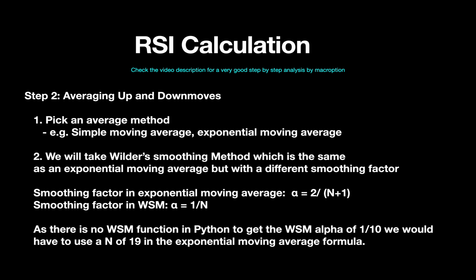The problem now is that there is no WSM function in Python, so to get the WSM alpha of 1 divided by 10, because as said the RSI period is 10 days, we would have to use an n of 19 in the exponential moving average formula. Why 19? Because take a look at this formula. 1 divided by 10 is the same as 2 divided by 19 plus 1, which is 20. 2 divided by 20 is also 1 divided by 10. So that is why we are taking a 19 here.